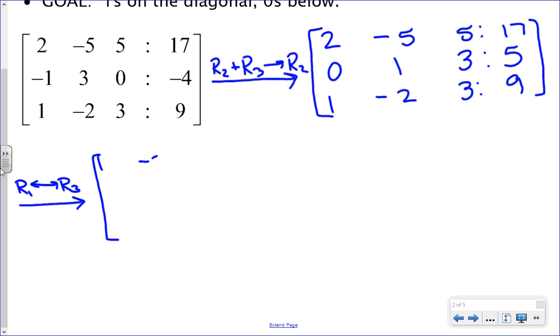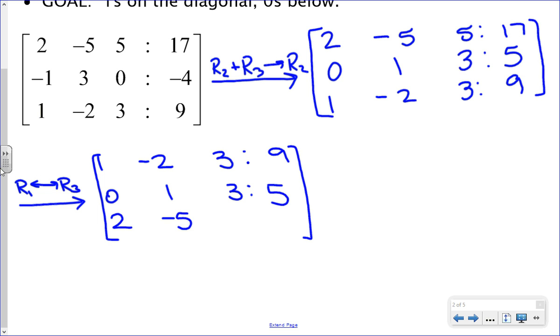Get 1, negative 2, 3, 9. 1, 3, 17. Okay, and do you notice how I am notating my work? I'm going to draw arrows so I can follow which matrix comes next, and I'm notating what my row operation is. Okay, so we have our first row taken care of, and now our second row taken care of. This third row needs to be 0, 0, 1.